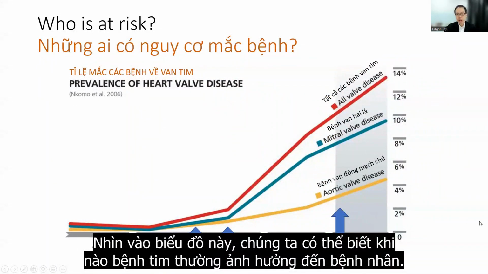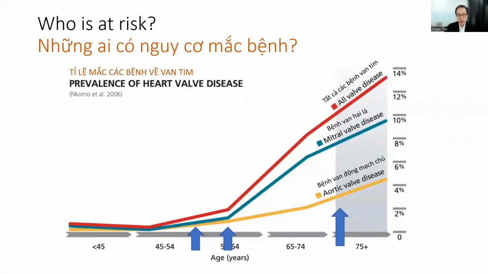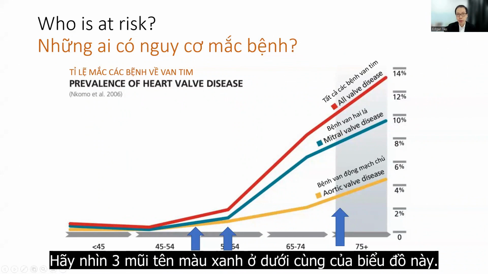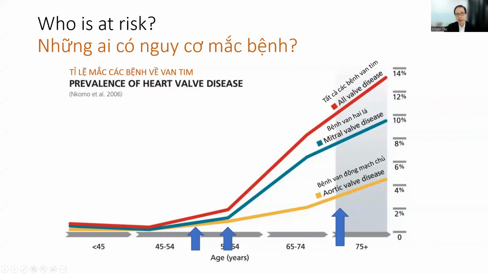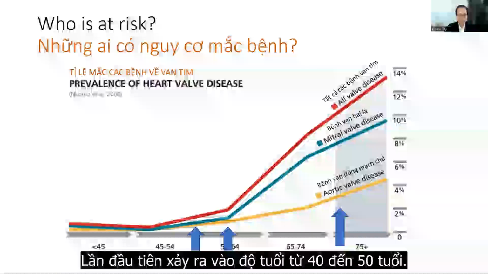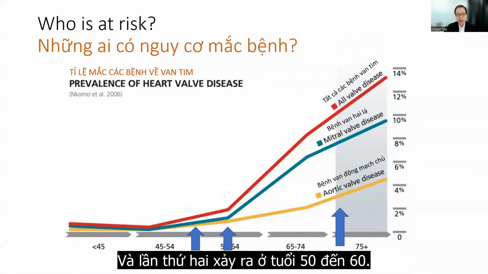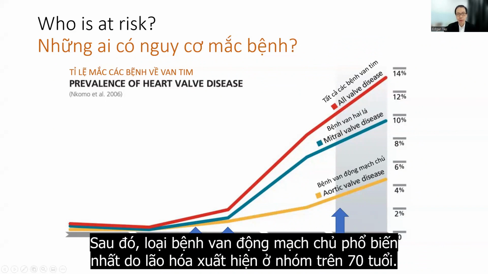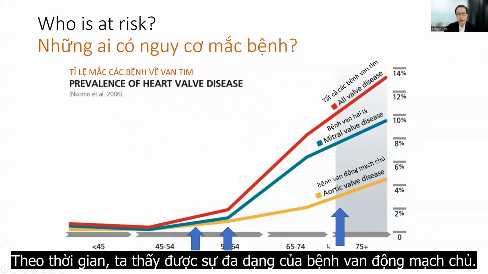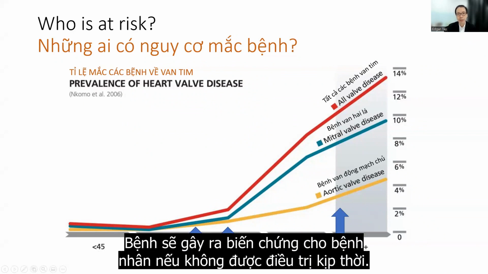So if you look at this chart, it tells us when heart valve disease usually affects patients. And you can see that there are 3 blue arrows at the bottom of this graph. The first one is occurring somewhere between the 40 to 50 year age. Second highest incidence in the 50s to 60. And then the most common kind of aortic valve disease, which is the wear and tear type, tends to occur in the older age group, around the 70s. So over time, you see different types of aortic valve disease, but they all can result in poor outcomes for patients if they're left untreated.